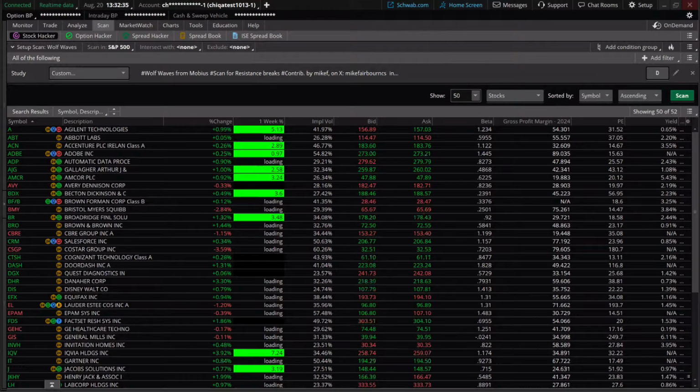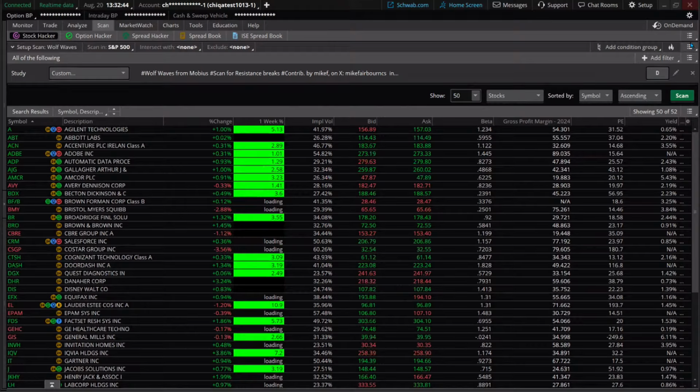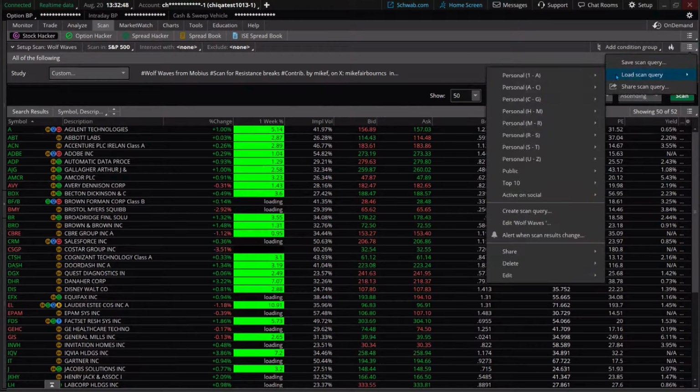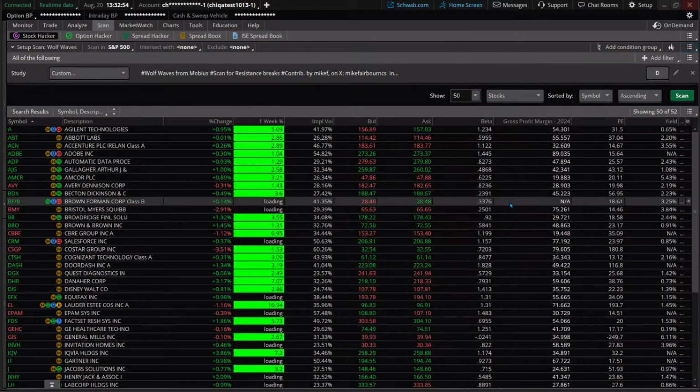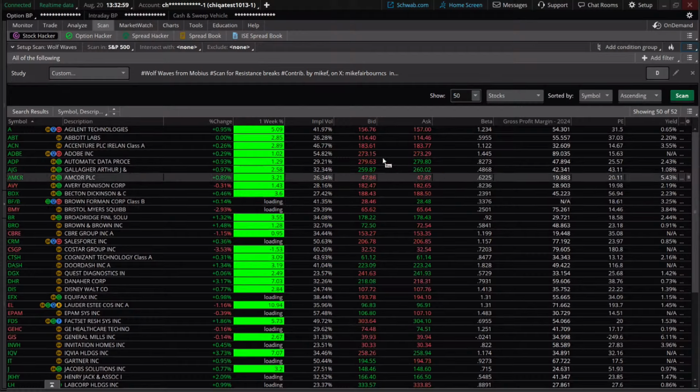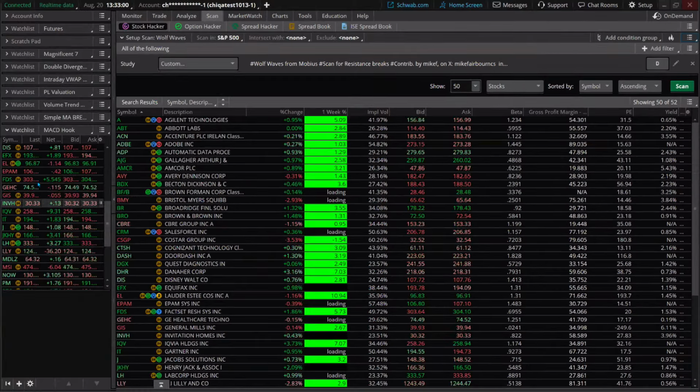And so when we're talking about a scan, not an indicator, we know where to find this. Once we save it, we've got to name it so we can identify it. Come up here and go to load scan query, and then you'll find it in your personal folders here. That's where you find these, and that's where mine is right there.